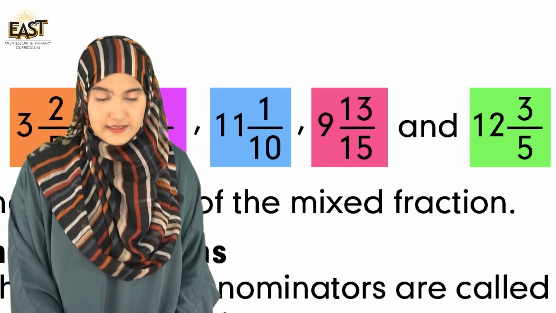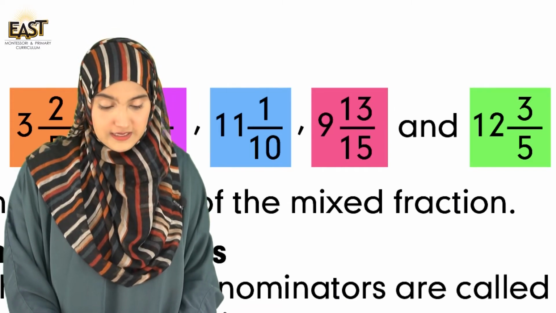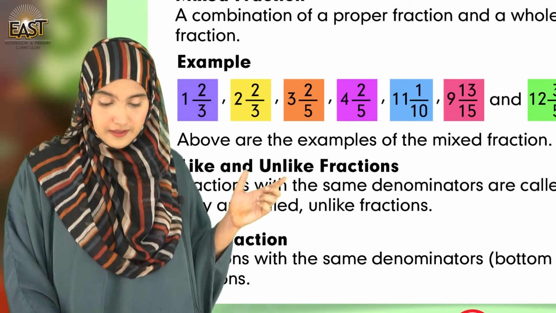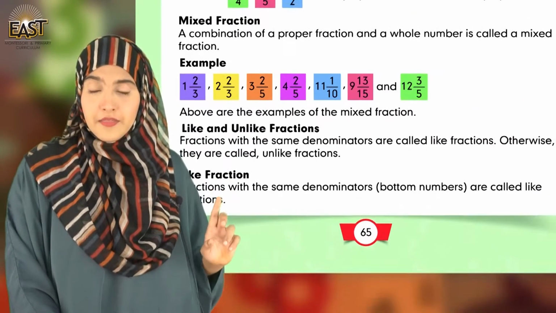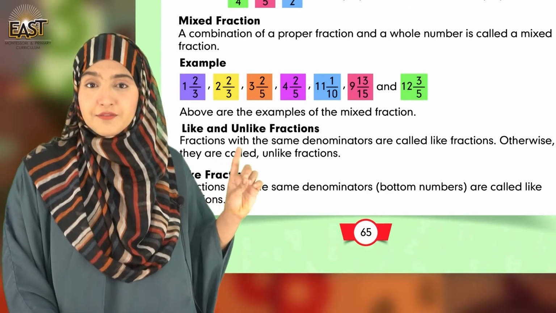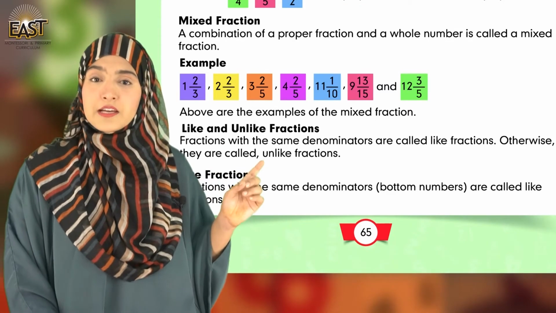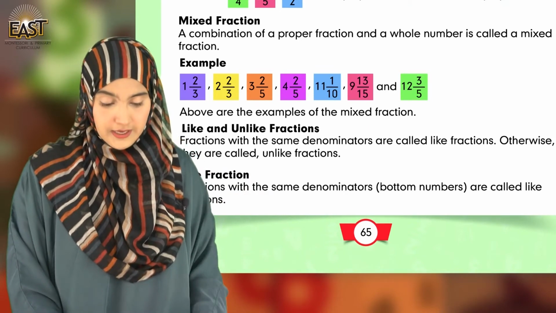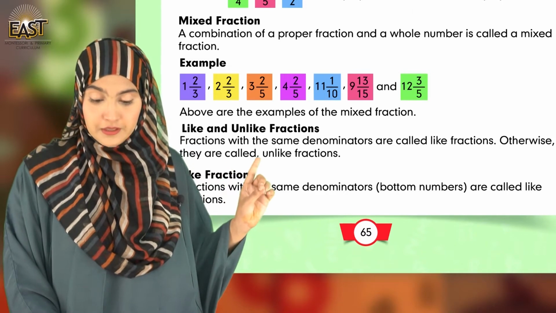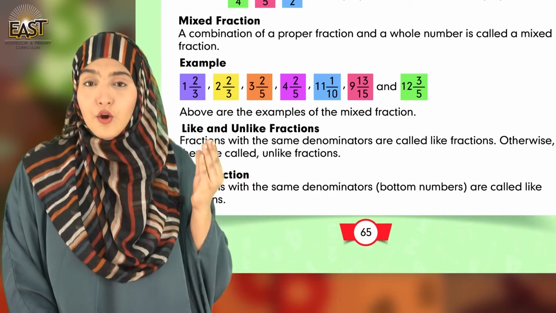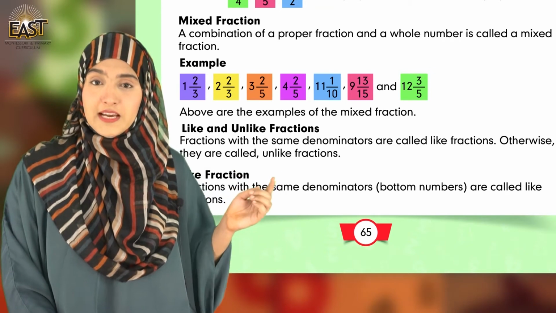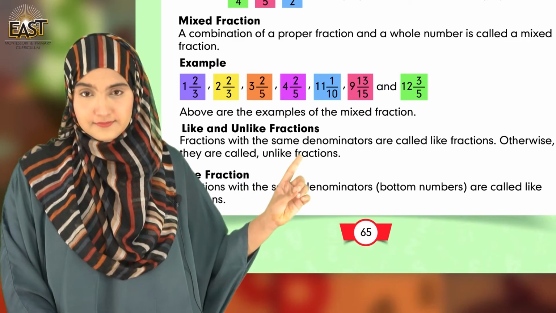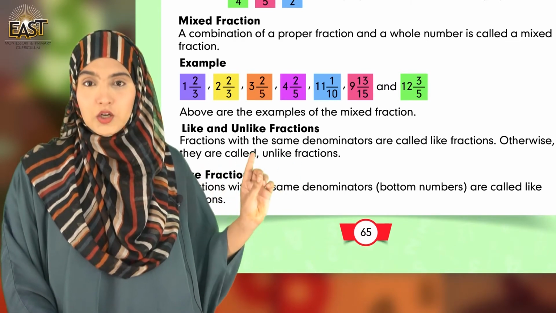Okay? Easy. Now let's start reading further. Above are the examples of the mixed fraction. We just read them. Now we have some other terminologies, like fractions and unlike fractions. Now let's study what are like and what are unlike fractions. Fractions with the same denominator are called like fractions. Those fractions whose denominator is the same are called like fractions. Otherwise, they are called unlike fractions.